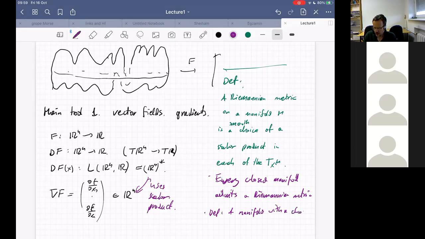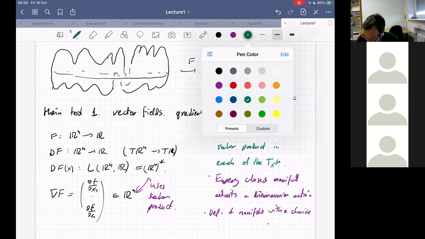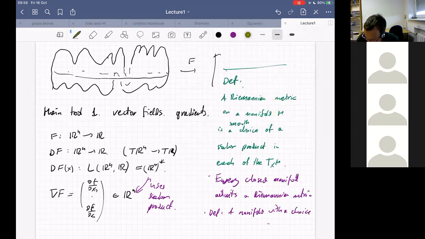And the second statement is that by definition a manifold with a choice of a metric is called a Riemannian manifold. Oh, you don't see it. Okay. It's not hard to guess what it is. Okay, so you have gradient of a function as a vector field if your manifold is Riemannian.